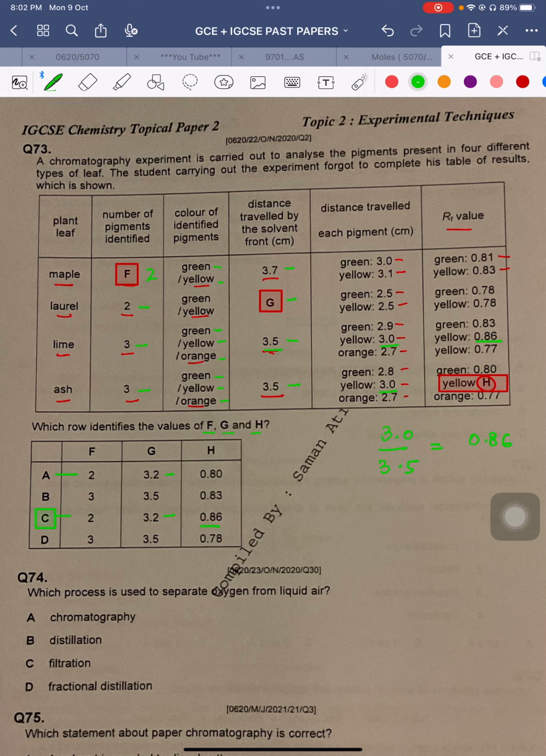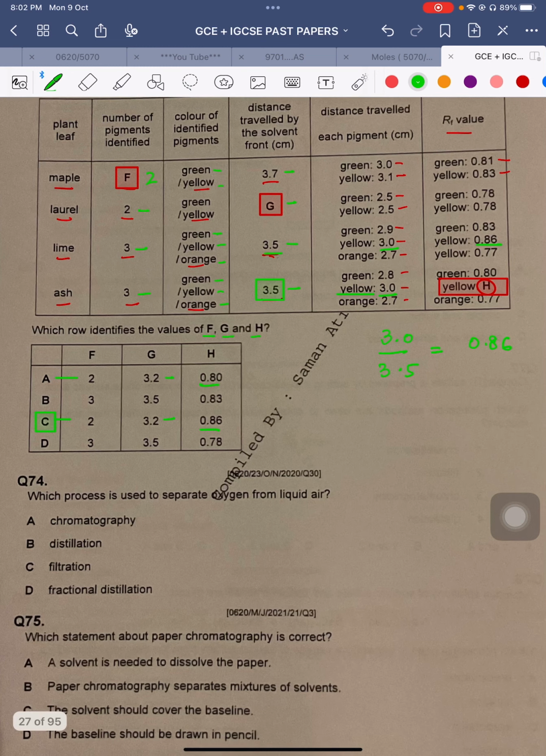Done. The point is for H. H is 0.8, whereas H is 0.86. We have seen that H is yellow, and the distance traveled by yellow is 3, whereas the Rf value is calculated by dividing 3 by 3.5. So it is the distance traveled by the substance divided by the distance traveled by the solvent. So it is 3 divided by 3.5, 0.86 is the answer. C is the right option.